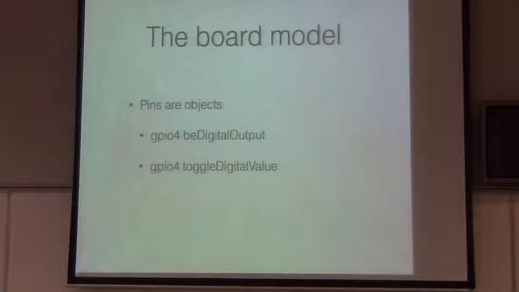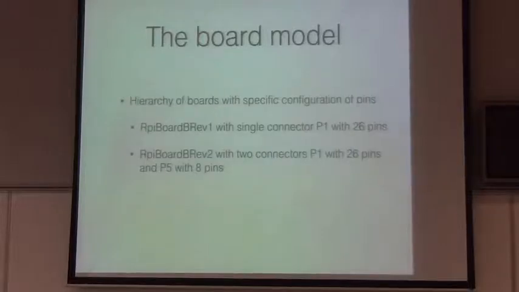So I built a very simplistic board model where pins are represented as objects. We can get an instance of a particular pin, configure it with a specific mode, toggle a digital value, set up some analog value, or read values, and we can add suitable methods for this. Then it also provides a hierarchy and model of the boards themselves, which specify the concrete configuration of the physical device. For example, the class which represents model B of Raspberry Pi Revision 1 has only one connector with 26 pins. But Revision 2 already provided an extra connector named P5 with 8 extra pins. If you use it from Pharo, you will get this configuration out of the box.